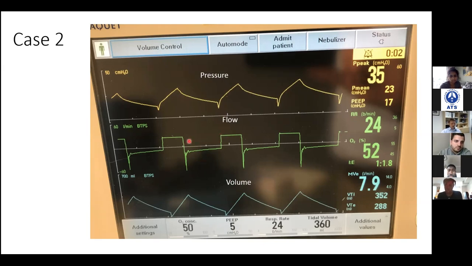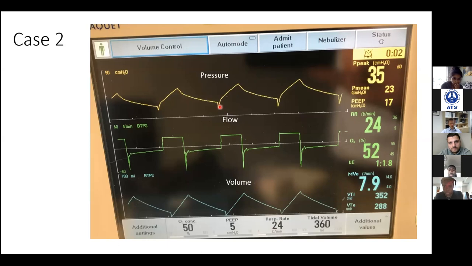Remember, during volume control, there are two things that are set by the operator, you: the flow rate and the total volume. So the flow rate is liters per second. The x-axis is seconds, so liters per second times seconds is going to give you the volume. So the area under this curve right here is going to be your volume. This is going to go up to a set flow rate, and when it delivers that volume, it's going to cycle off and then go to expiration, okay?